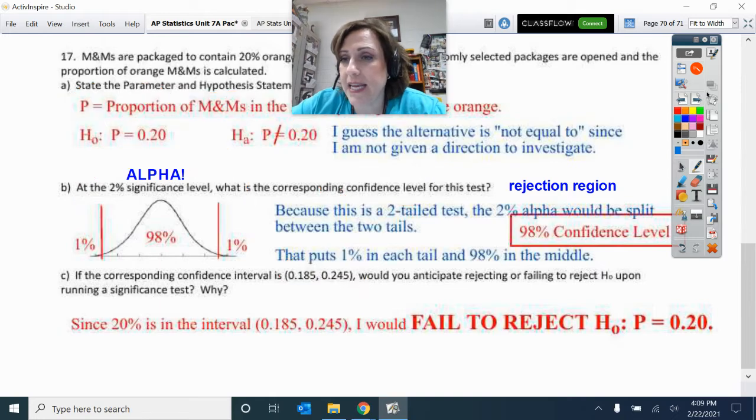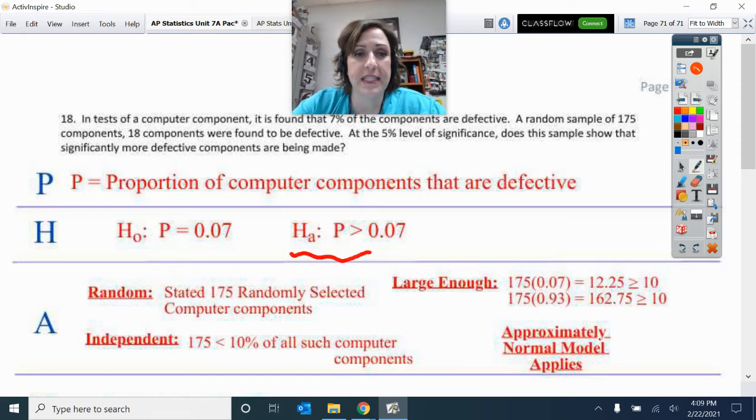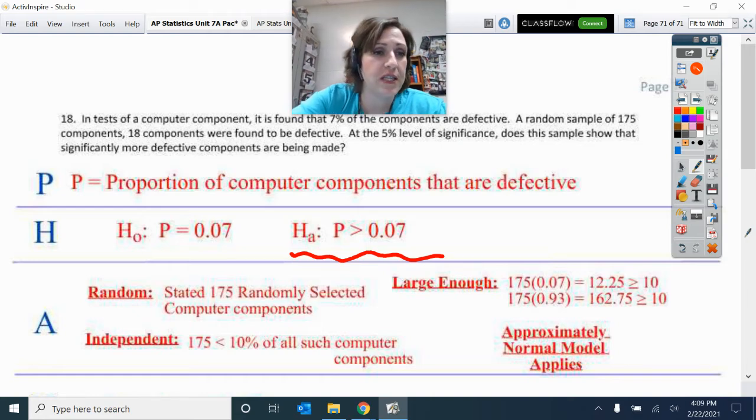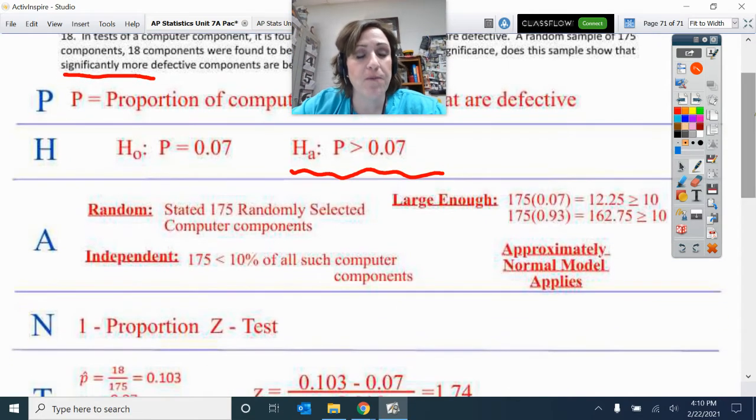All right, next our last one, which is about P equals the proportion of computer components that are defective. We think they are 7%, but suspect that they may be more defective. Does it show that there's significantly more defective parts? So let's take a look at our assumptions here. We did have stated that we had 175 randomly selected computer parts and that 175 is less than 10% of all such computer parts.